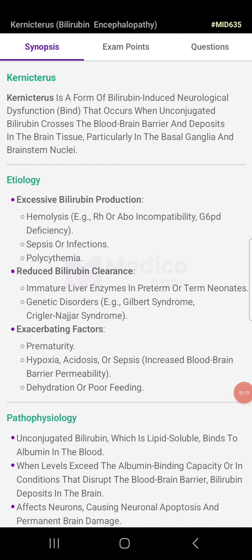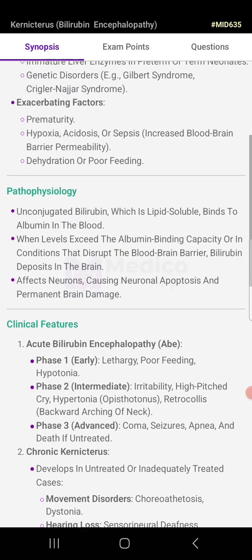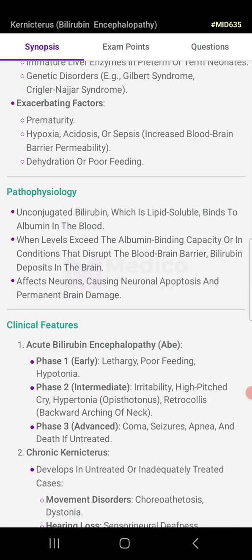Causes include excessive bilirubin production: hemolysis, Rh or ABO incompatibility, G6PD deficiency, sepsis or infection, polycythemia. Reduced bilirubin clearance, like immature liver enzymes in preterm or term neonates. Genetic disorders, for example Gilbert syndrome and Crigler-Najjar syndrome. Exacerbating factors: prematurity, hypoxia, acidosis or sepsis, increased blood-brain barrier permeability, dehydration or poor feeding.